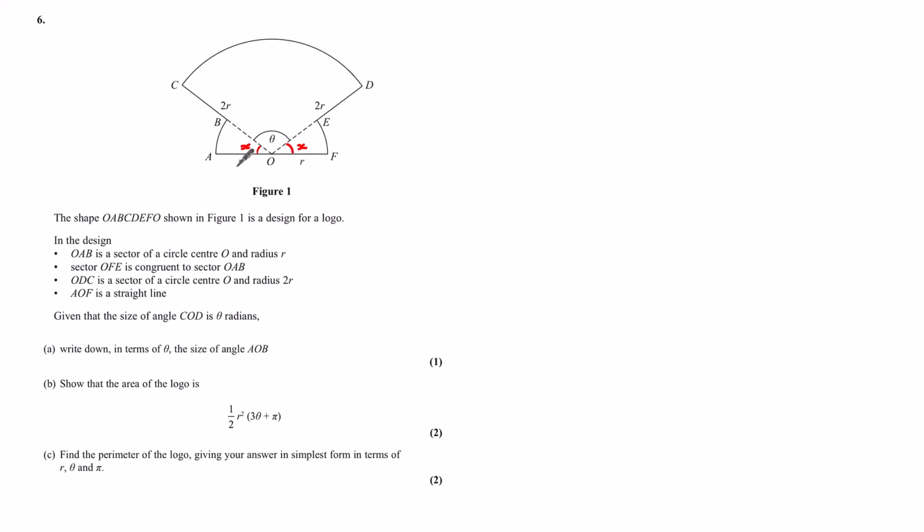Now, I know that AOF is a straight line, and because it's a straight line, these angles add up to 180 degrees on a line. We are in radians. 180 degrees is the same as pi radians. And so, since a straight line is pi radians, I know that my 2x here plus theta must equal pi. I can rearrange this, subtracting theta and then dividing by 2, to say that my angle x is equal to (pi minus theta) divided by 2. So that's my part A.